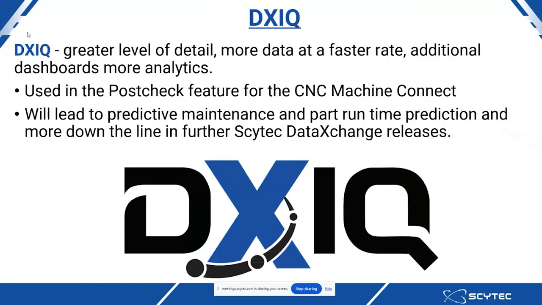And then finally, I'd like to discuss DXIQ. DXIQ is going to be one of the newer features that is coming in the pipeline. As I mentioned earlier, we have the ability to directly access very well-known machine brand protocols. With this direct protocol access, DXIQ gives manufacturers a lot more data at a faster rate with additional dashboards and more analytics, giving manufacturers a greater level of detail. This in turn down the line will be used for more predictive maintenance, part run prediction, and other things like that. So that is where some of the more exciting features for data exchange are coming down the pipeline.